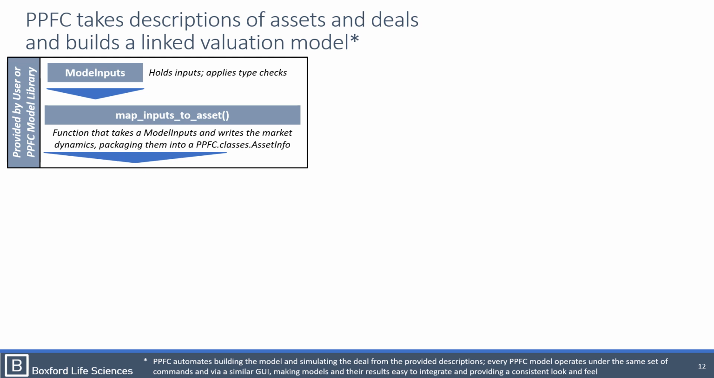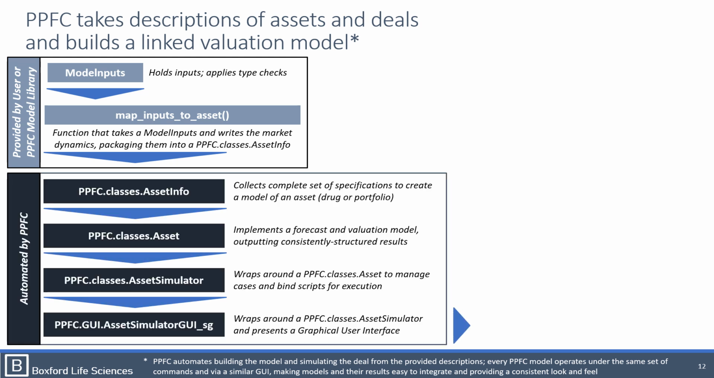And we can also read in entire model libraries that are commonly used types of models that are all ready to go, where the only thing we have to do to apply it to a particular problem is just edit the model inputs. Everything else then is automated by PPFC. It takes this information about the definition of the asset model in an asset info class. It checks all the syntax that it creates, makes sure it's consistent, makes sure it's complete, tells you if it's not, raises warning messages. If it's okay, then it goes ahead and creates the asset model itself.